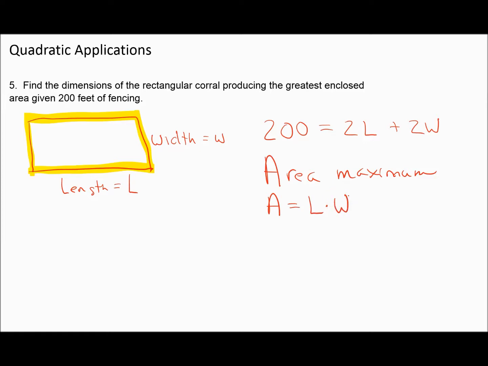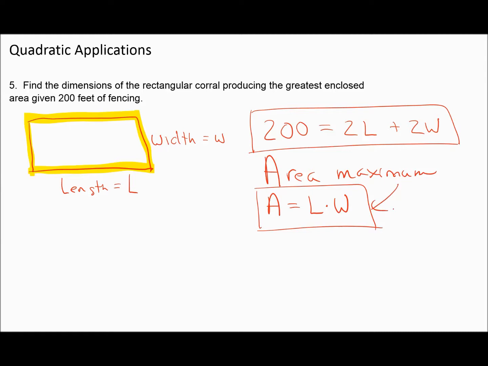So we've got 2 formulas, and for many of these application problems, you're going to have 2 formulas. One of them is going to be the one you're trying to maximize or minimize, and the other one is called a constraint equation. That's your restrictions on your information. So your goal every time is to solve for the constraint equation. You can solve for any variable, L or W, to plug into L or W down here. So here I go. I'm going to rewrite: 200 equals 2L plus 2W.